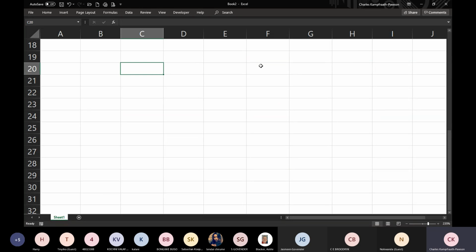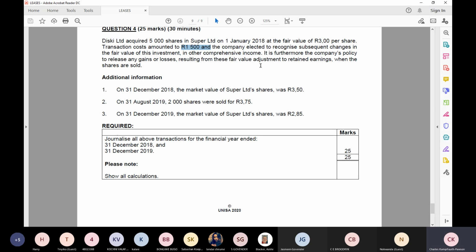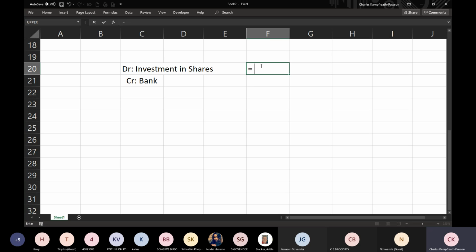So you will debit the investment in shares and you will credit bank. This value will be the 5,000 times the R3, so it's 15,000 plus 1,500. You guys happy with that? Yes.